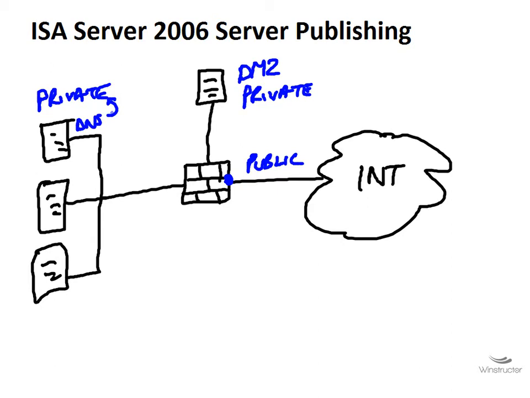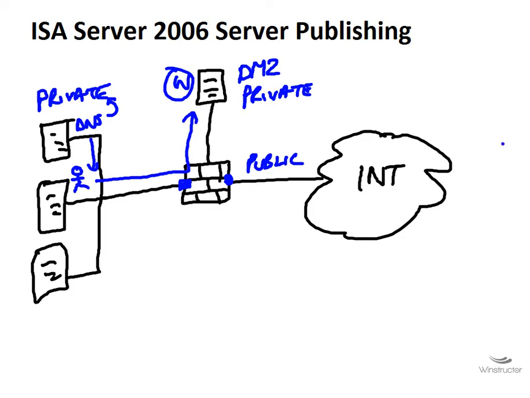When any of our internal users wants to access our web server, which of course lives over here in our DMZ, our DNS server is going to happily hand out the IP address to that user. And since our ISA server here is directly connected to our local LAN, our user is going to be able to access our web server just fine.